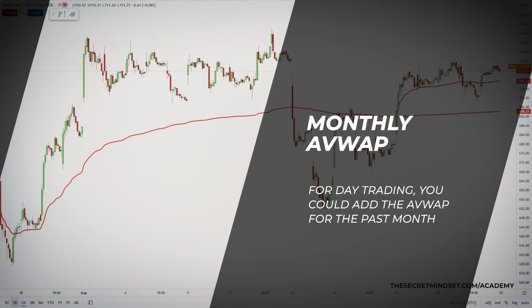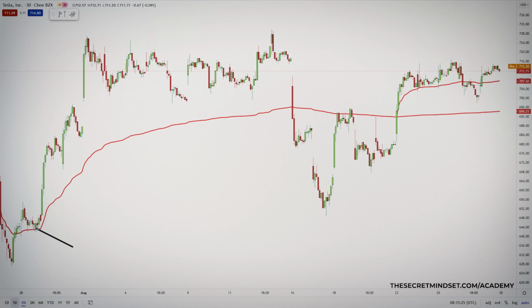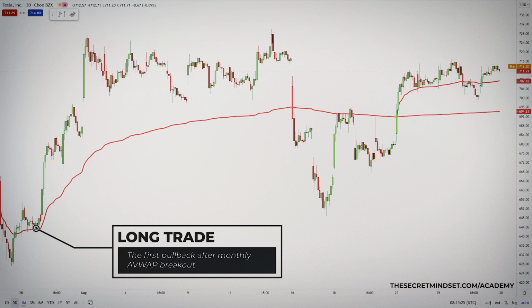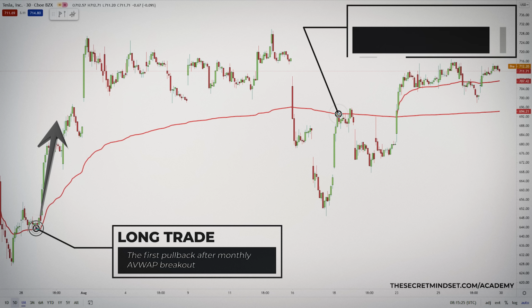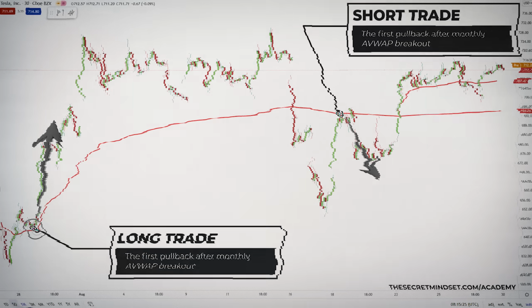If you like to day trade, you select 1 month, and you add the anchored VWAP on the first candle. Look how the line offered at least 2 trades during the month. One buy position here, when the price broke above the line and retested the area. Basically, the first pullback after the VWAP breakout. And the second one here, again, a first pullback trade. Price broke below the anchored VWAP line quite aggressively, returned to the line, and rejected the line once again.